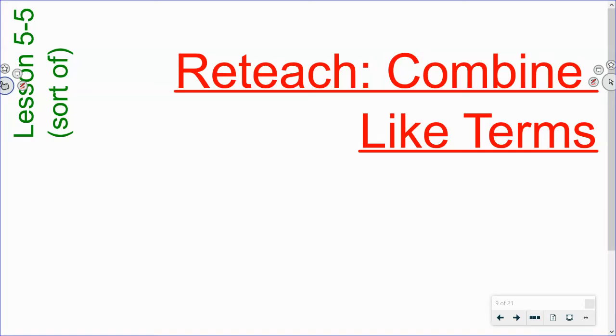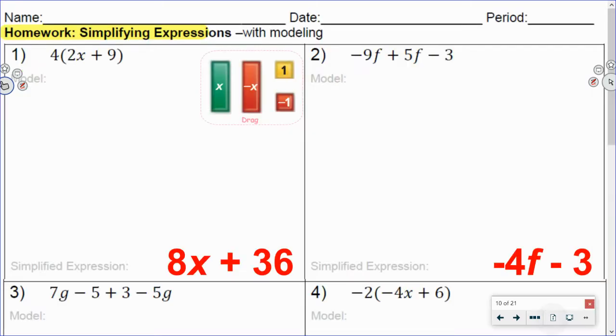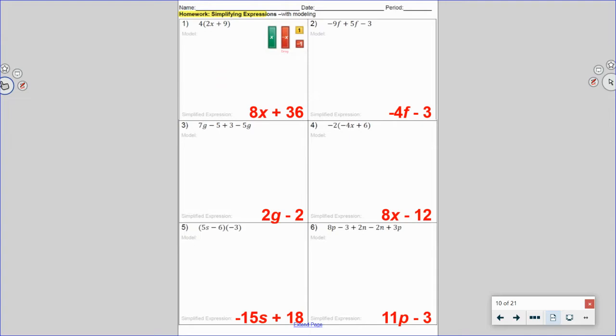And welcome back, one and all, to another take on Chapter 5, Section 5, kind of, sort of, called Combining Like Terms. Let's start with some homework. This is a homework assignment from Thursday, I believe, something like that. If you still need it, press pause and come on back when you're ready.